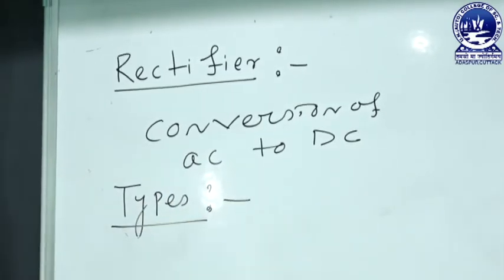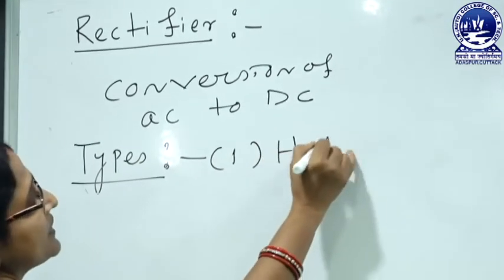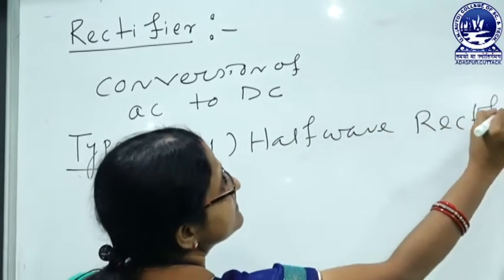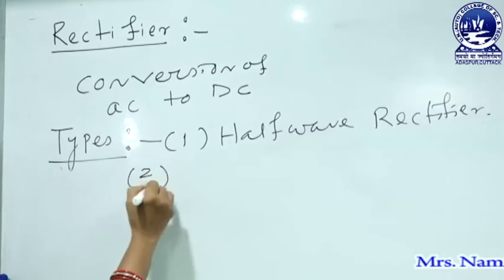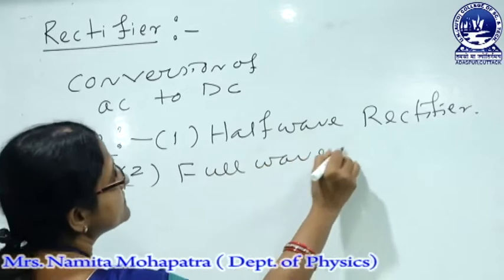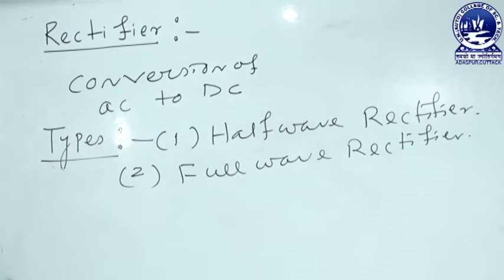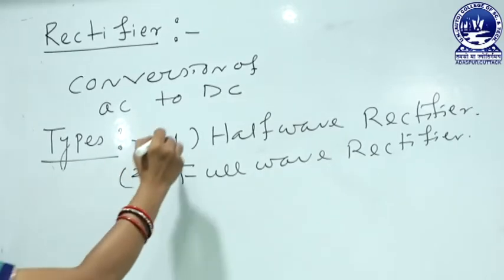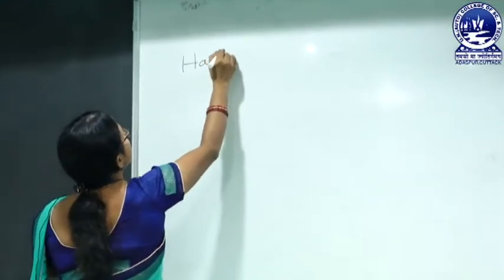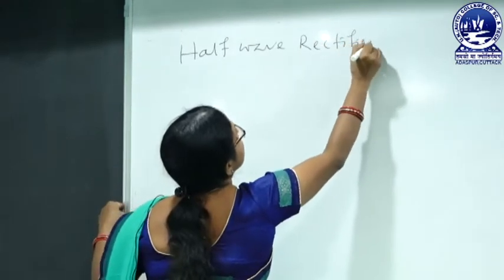There are two types of rectifier. One, half wave rectifier. Second, full wave rectifier. Today we discuss the half wave rectifier.